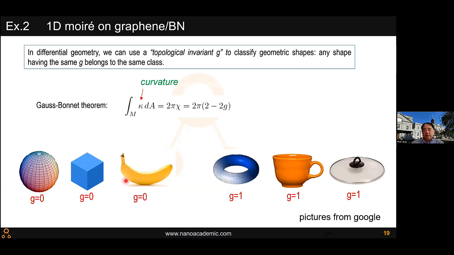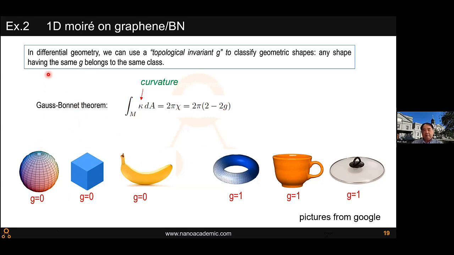So for this kind of thing, you get G equals zero. In all of these, they look very different, but their G is zero. So we think they are in the same topological class of shapes. And if you have shapes with a hole, this G is one, okay? And you can have G equal to two and so on. So you can classify geometric shapes by some curvature, and that leads you to this integer topological invariant.